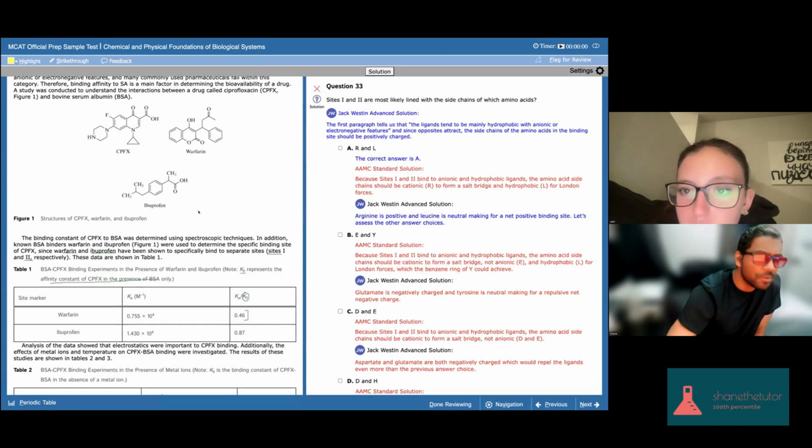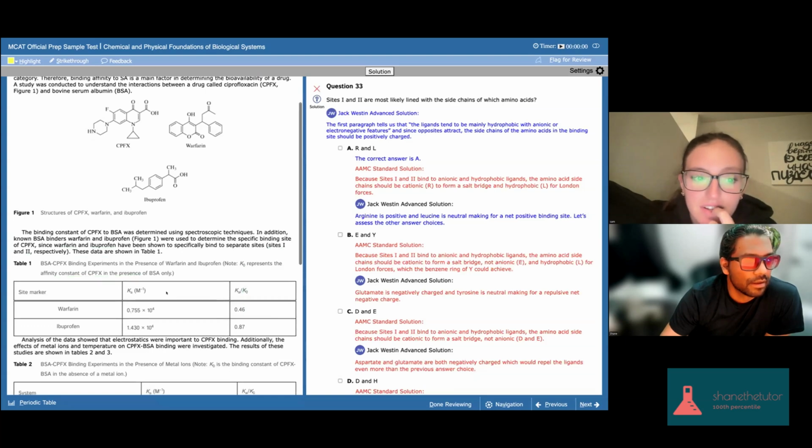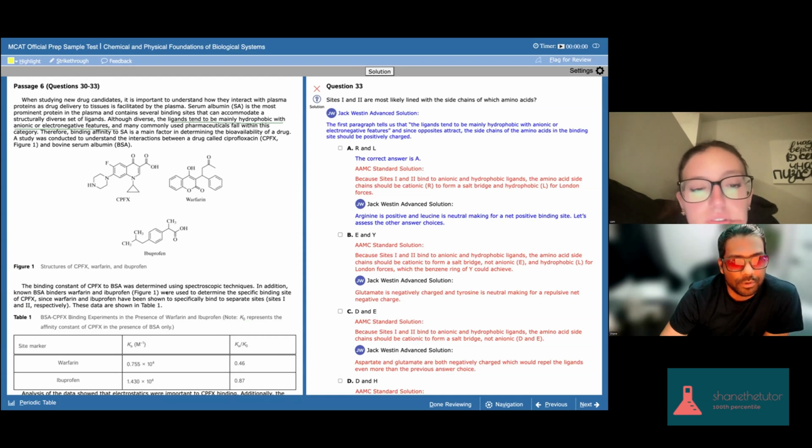How can you figure out which amino acids line sites 1 and 2? Is this based off of the structure that we figured out for ibuprofen and warfarin? In the passage on the left, if you scroll up, they're saying the serum albumin, and then the ligands are mainly hydrophobic with anionic or electronegative features, right? So that's what the ligands would be. So we want to figure out what can bind to that.